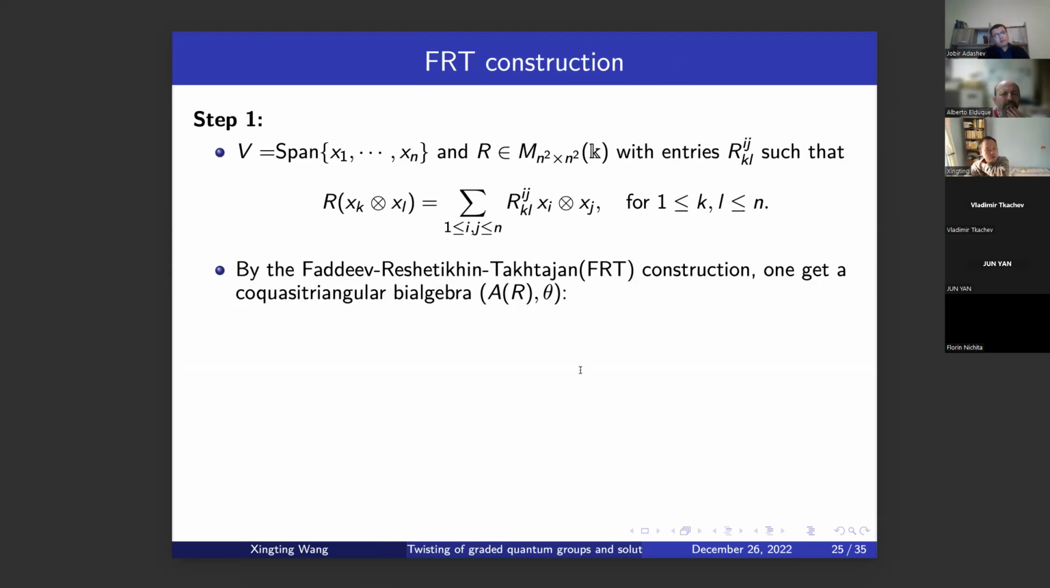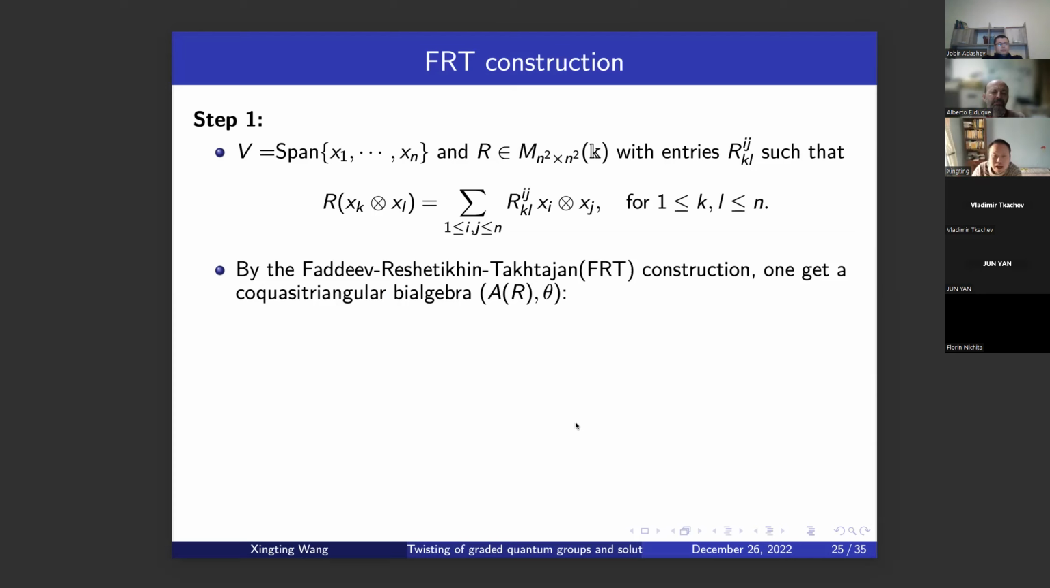Now let me quickly explain the idea of how to use twisting pairs to give new solutions based on the ones we probably already know. I take V and fix a basis. We know V has dimension n, so the R matrix is actually given by an n squared times n squared matrix. I use upper and lower indices, each a double index, to denote the R matrix in the following way: see how it acts on the pure tensor x_k, x_l.